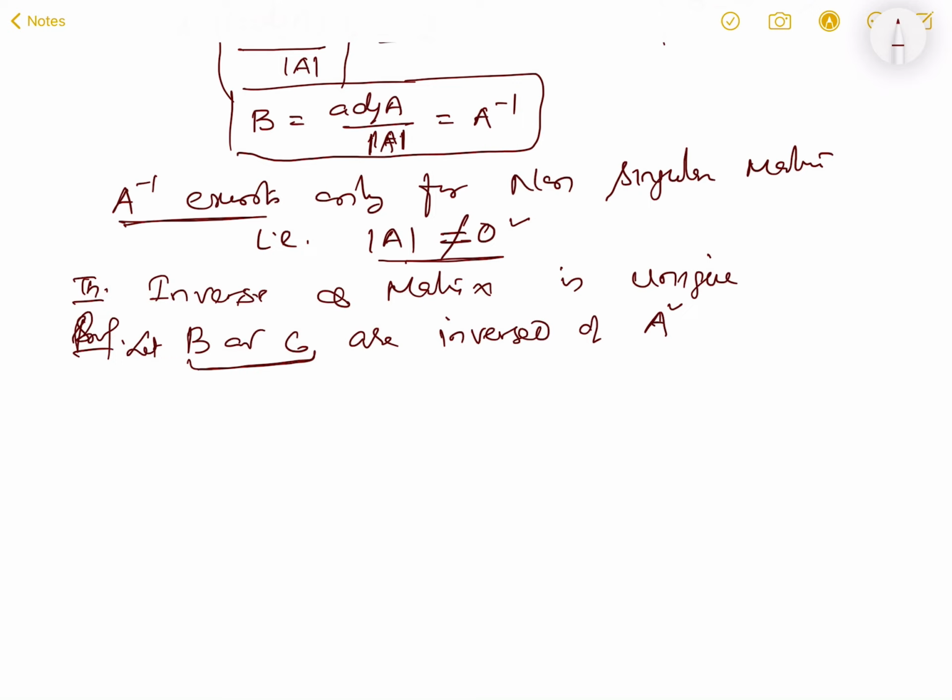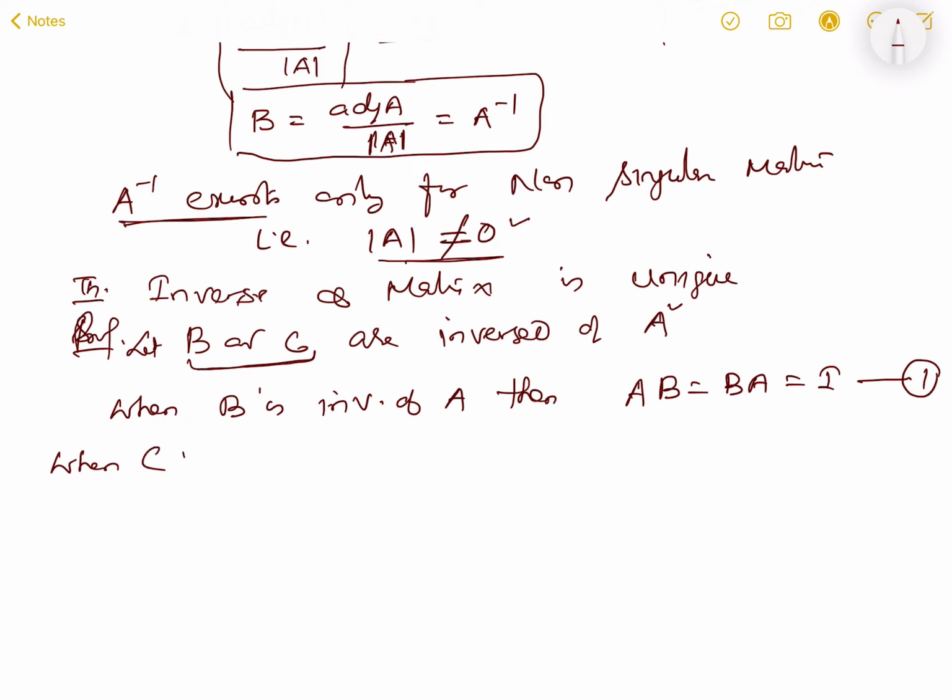अब देखिए, as per from the definition, when B is inverse of A, then AB is equal to BA is equal to I. This is condition first. When C is inverse of A, then AC is equal to CA is equal to I. This is condition 2.